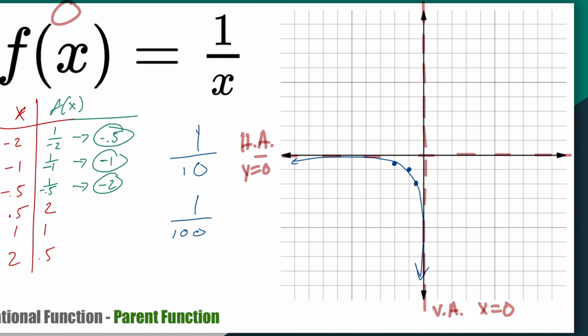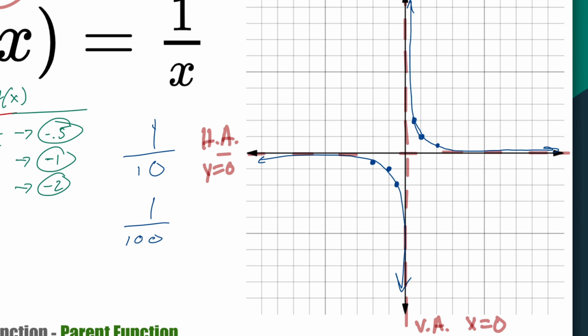Now let's finish plotting this. We have 0.5, 2. We have 1, 1. We have 2, 0.5. And so we're not going to cross, and we're not going to cross. And so this is going to be our graph.